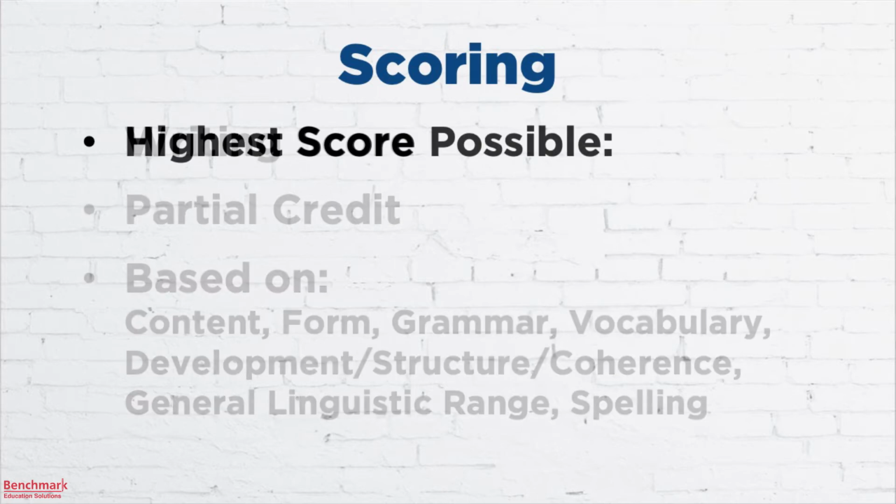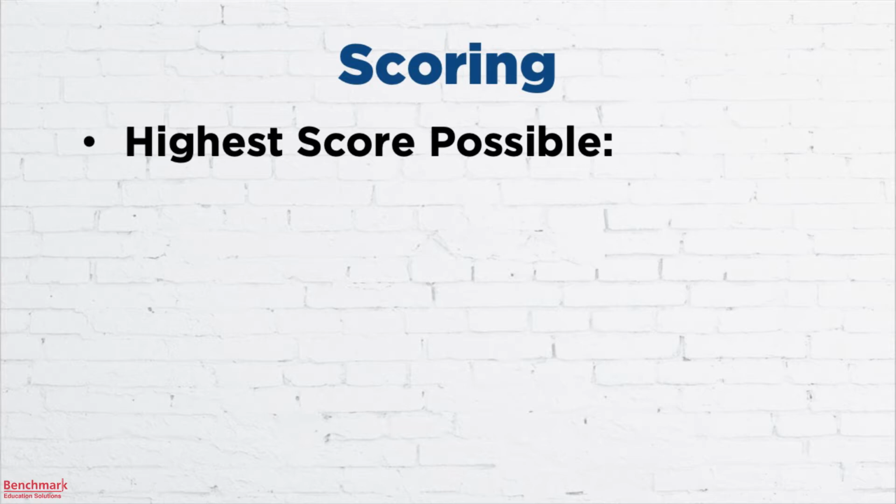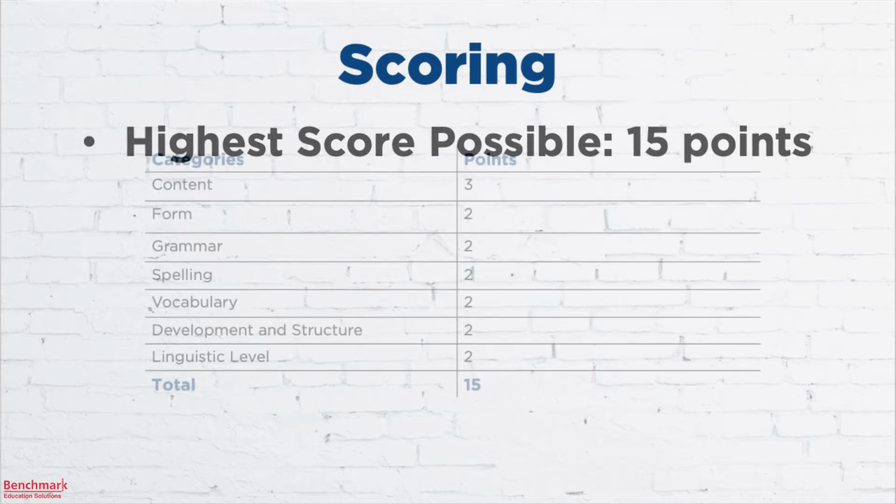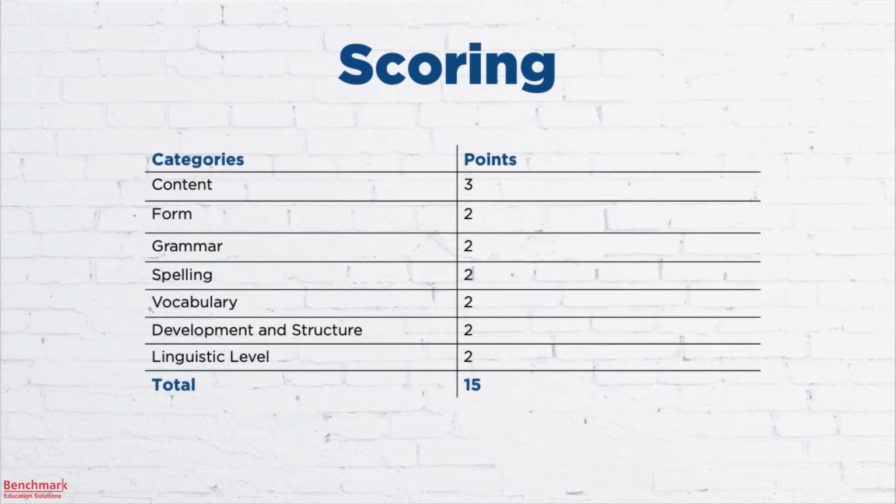The highest possible score you can get for a great essay is 15 points. This chart shows you the score you need to achieve in each area to get the maximum score of 15. Notice that the content score ranges from 0 to 3, whereas the other areas have a high score of 2. Let's look at each of these areas in more detail, starting with content.